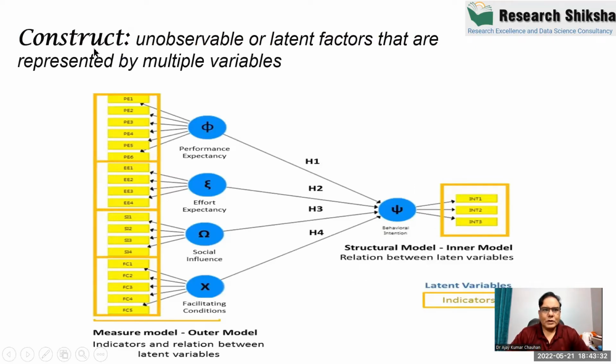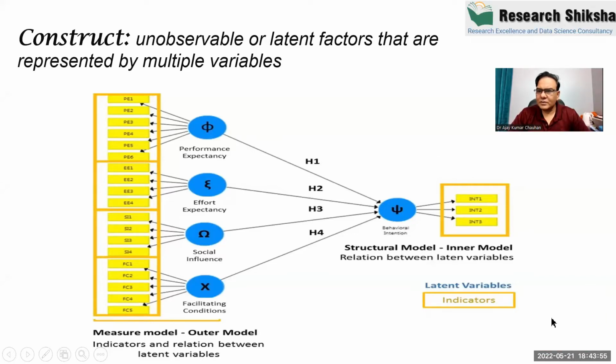Okay. So what is the construct? Construct can be defined as the unobservable or latent factor that is represented by multiple variables, meaning items. Now if you see this diagram carefully, how many constructs do we have? 5. Performance expectancy is construct number 1. Effort expectancy is construct number 2. Social influence, facilitating conditions, and behavioral intentions. So there are in total 5 constructs, and we are identifying the relationship between the constructs.